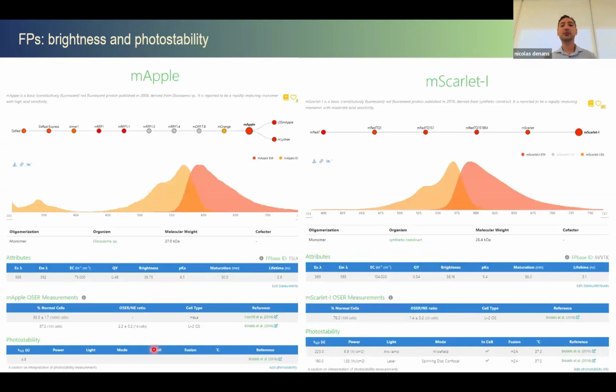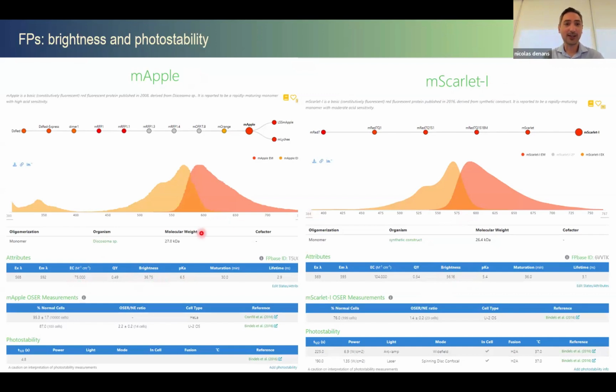So let's take two red fluorescent proteins. We have mApple on the left and mScarlet on the right. We know that mScarlet is a lot brighter than mApple. So let's see what FPbase tells us. FPbase tells us that the brightness of mApple is 36 and the brightness of mScarlet is 56. So yes, this is actually faithful. mScarlet is brighter than mApple.